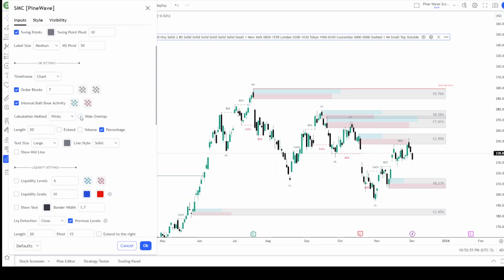Yeah, so you can also choose to hide the overlapping order blocks. If I was using this, I would keep the overlapping order blocks on. Then there's the length. The length is going to adjust how many candles these will extend. So let's change it to 10. Right? Let's change it to 30.